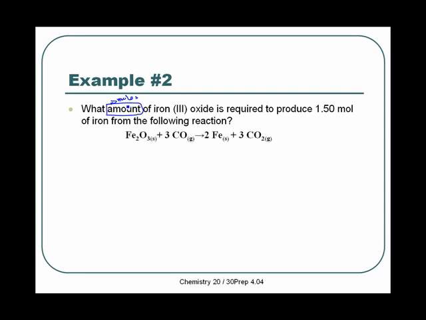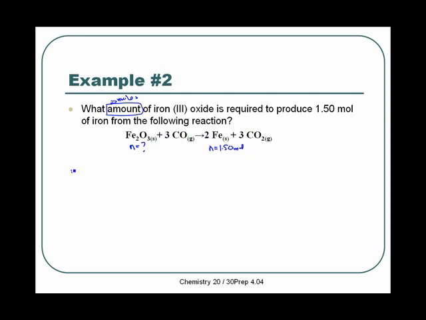So they gave us the reaction again, and so I'm just going to fill in my numbers underneath the things that I'm trying to find. So we want what amount of iron 3 oxide is required. Iron 3 oxide is over here, so this is what I'm looking for, and this is what I'm given, iron solid. So I know this is equal to 1.5 moles. That's how much was actually made.